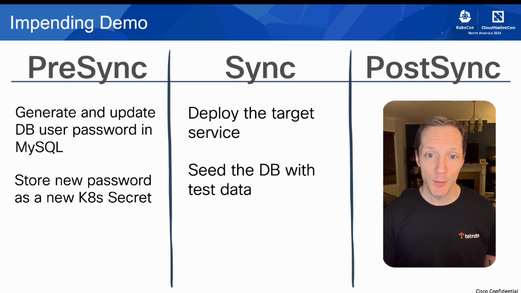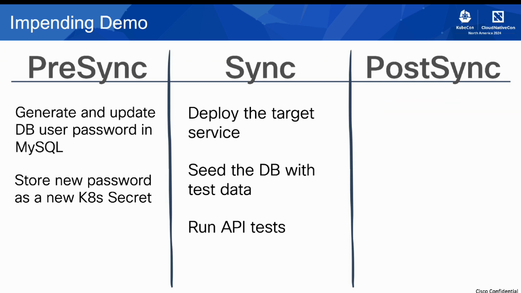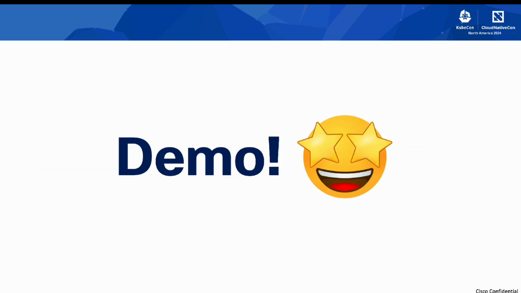I'll seed the database with test data, and then I'll run API tests against it to make sure that my deployment, using the new password, is able to function properly, right? It's able to respond to all the API requests as I expect it to. And then after that, I will clean up the old password out of the Kubernetes secrets where it was stored. Let's get to the demo.